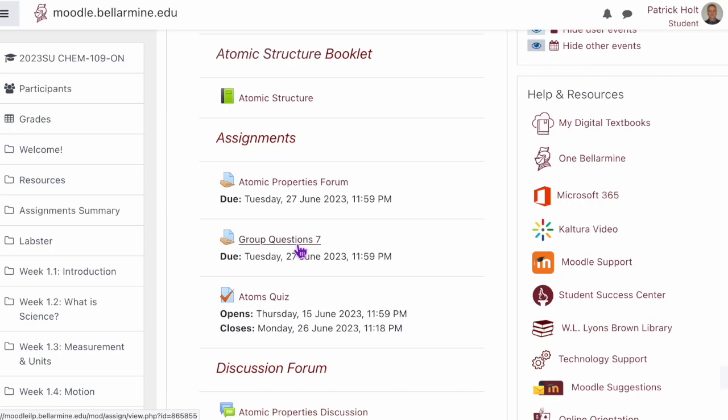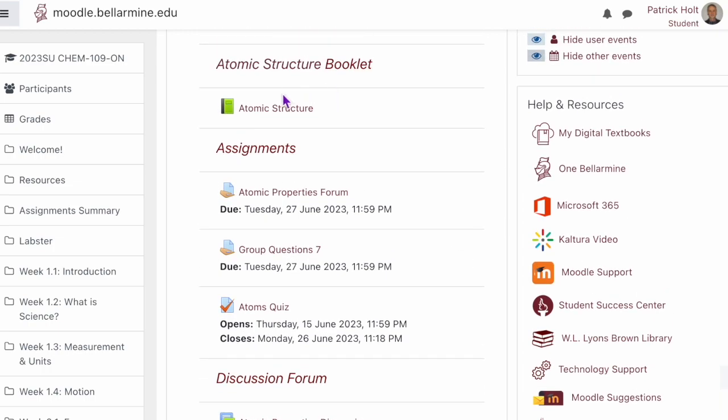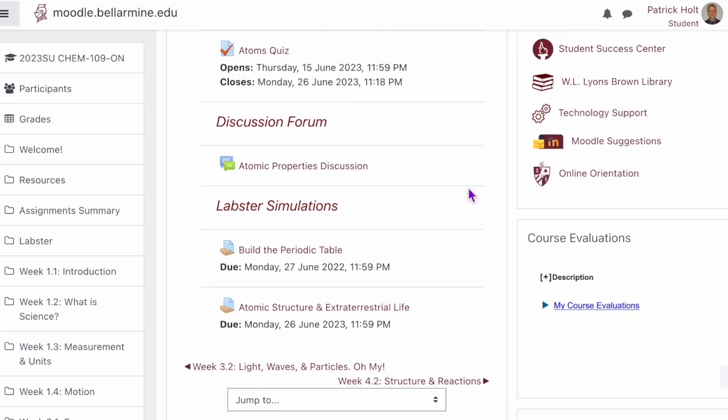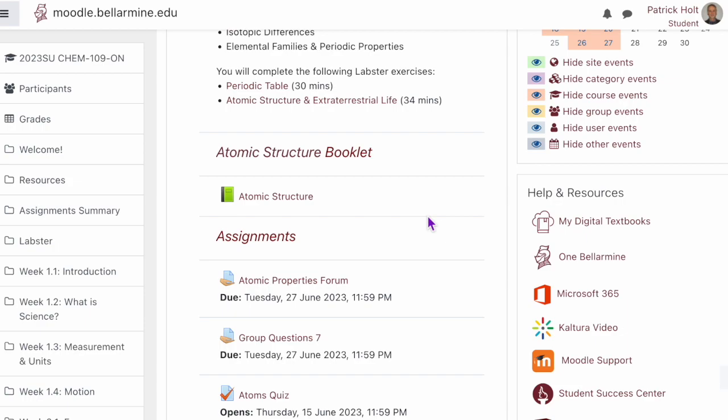Not as many calculations this time around. These are more qualitative in nature in these particular questions. And then, of course, a quiz consisting of 5 questions that are based on the material that's in the videos and in the booklet. And then again, as noted before, there are 2 Labster simulations associated with this particular module.